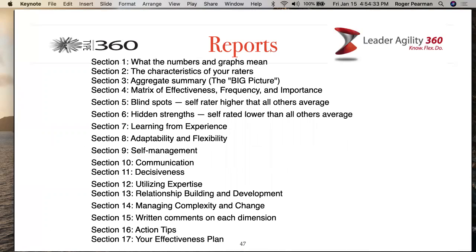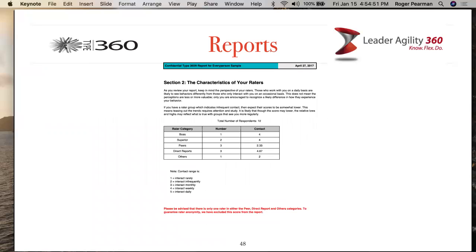So keep in mind that the reports cover the 17 sections you see listed here. It's just that the information is organized qualitatively differently, whether we're looking at Type 360 or Leader Agility 360. Now, in understanding your reports and when you're interpreting these, it's useful to know the number of people who've completed the rating and what their perception is of the relationship of the person who's being rated.